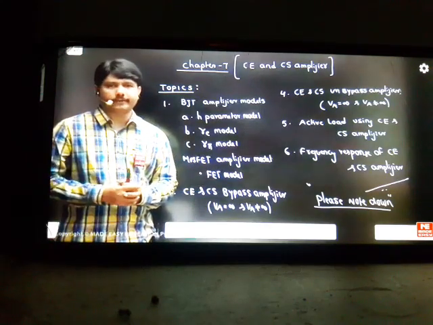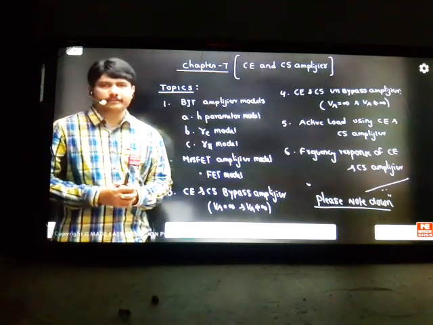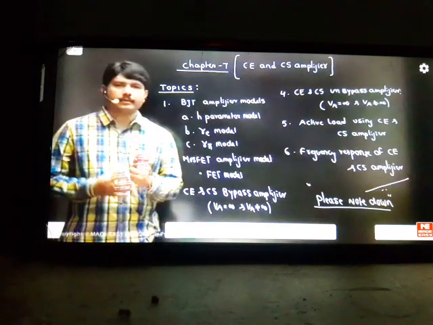But a BJT takes nearly 4 hours to understand its models, while the field-effect MOSFET takes only 10 to 15 minutes max. So this is about model theories. Next, our target today is the amplifier designs.